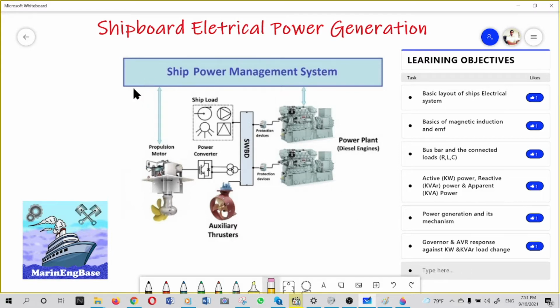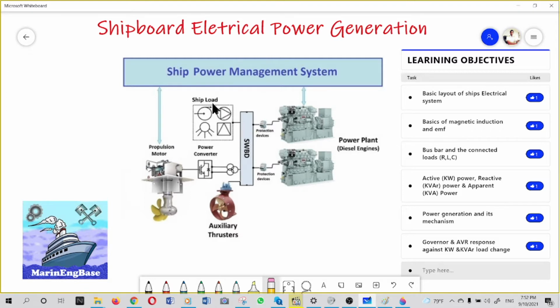As a start, here we can see a small diagram of the ship power management system. There are two generators connected to the main switchboard via a circuit breaker. Thereafter, from the main switchboard, we are taking the electrical loads.